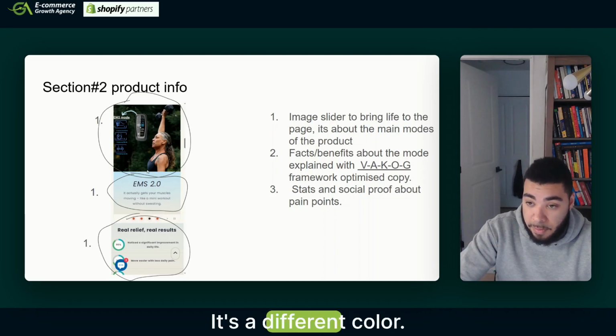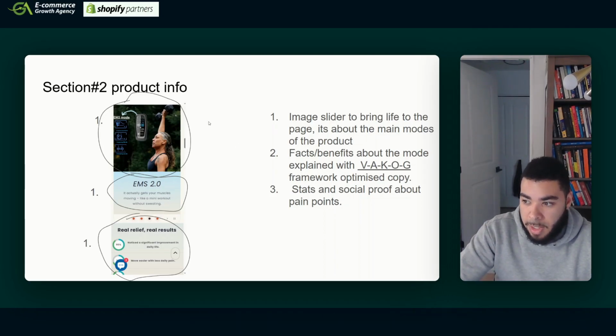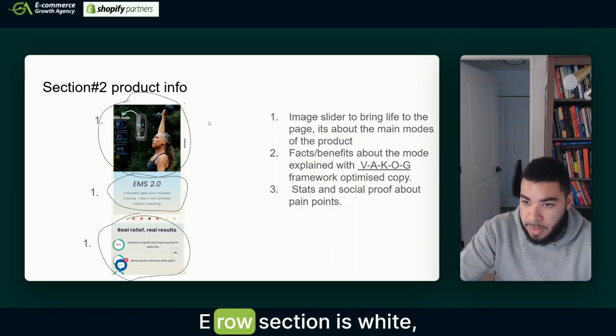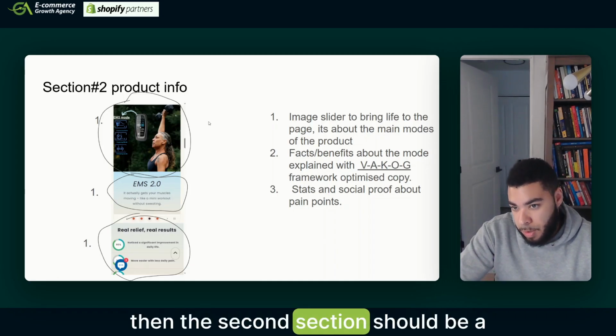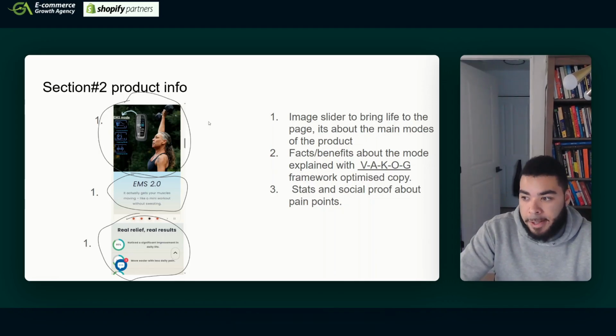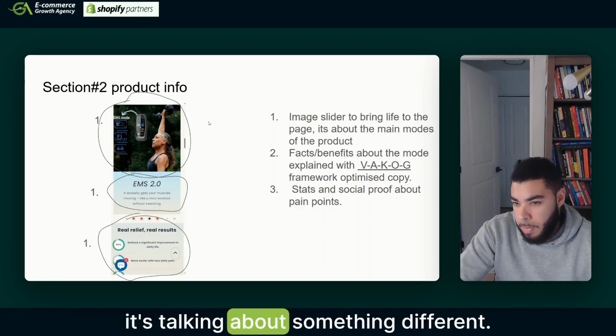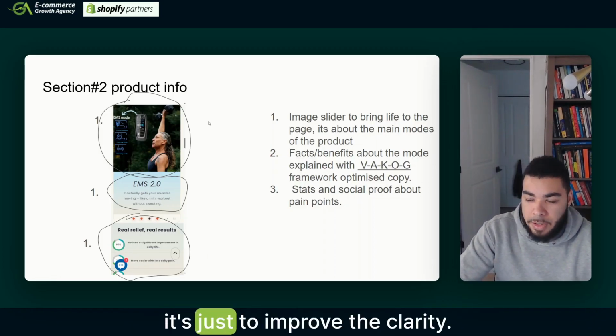All right. So here, as you can see, here's a section. It's a different color. Really important. Each section should have its color. Meaning like if the hero section is white, then the second section should be a different color. Go back to white, color, white, different color. So yeah, in my case, it's white, blue, white, blue, white. All right. So like this, they know they're entering a new section. It's talking about something different. It's just to improve the clarity.